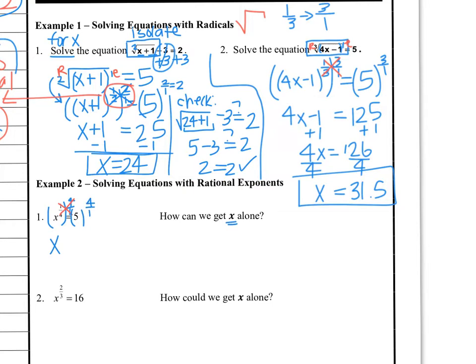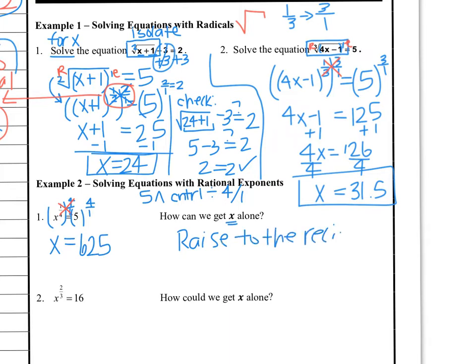And if you were to put this in the calculator, you just do 5, the caret, and then open parentheses, divide to get your fraction, and then 4 over 1. Okay? And then when you throw that right into your calculator, you get 625. So how do we get x alone? Like I said before, raise to the reciprocal power. So we raise it to not 1 over 4, but to 4 over 1. Reciprocal meaning flipped.